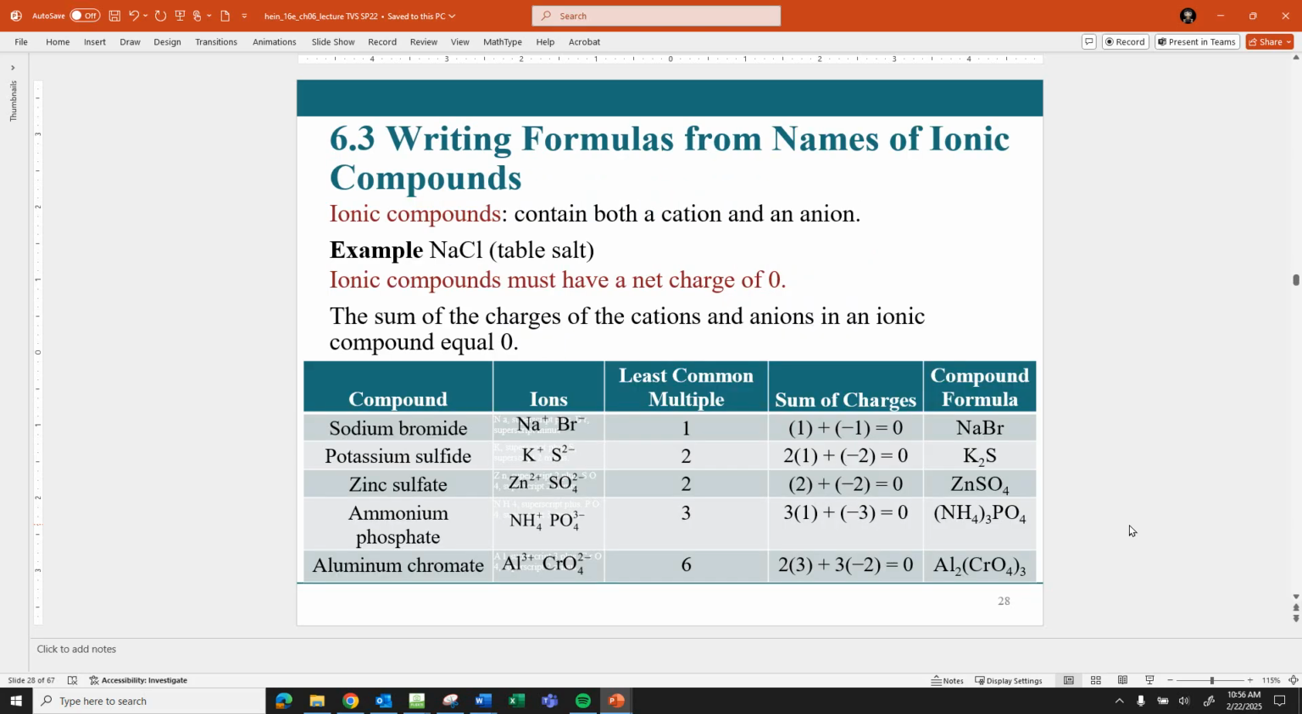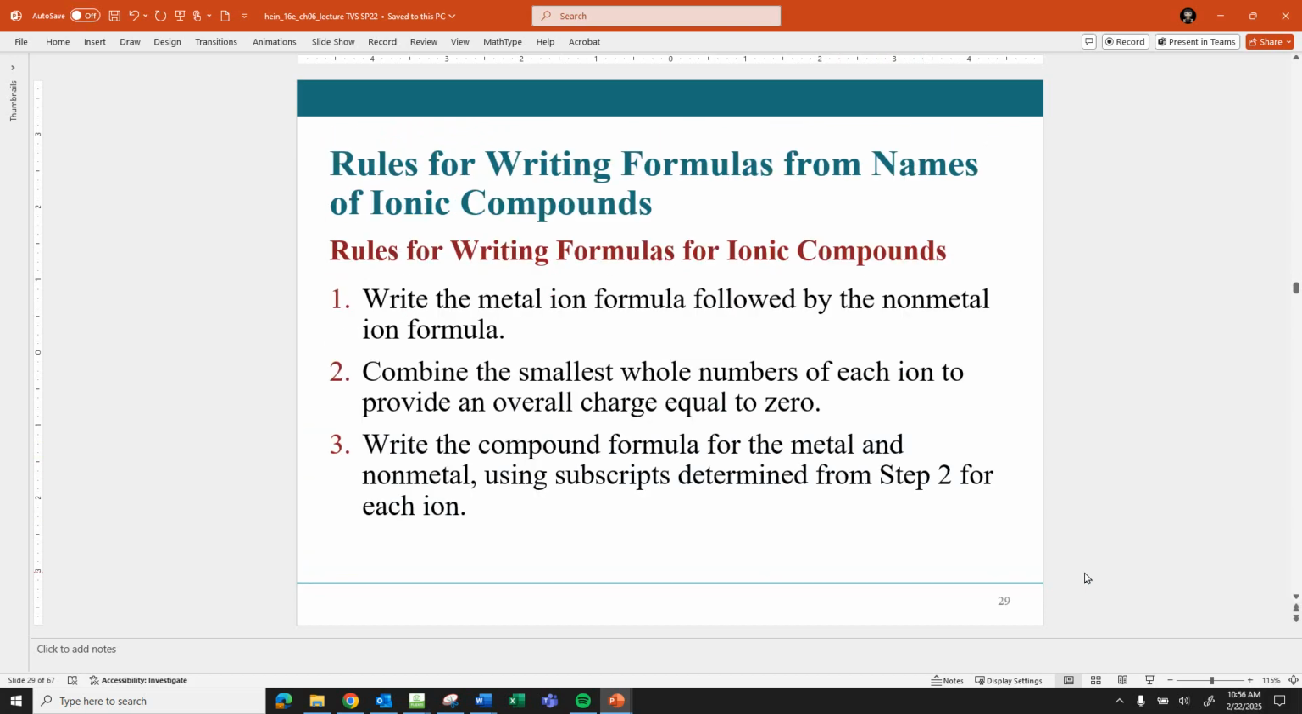All right, here is writing formulas and names of ionic compounds. This is just a chart here. It's showing you how the sum of the charges always have to equal 0. So here's the rules for writing formulas from names. So pause the video if you need to take these steps. Again, like I said, we're going to cover this in class and go over a lot of practice in class.